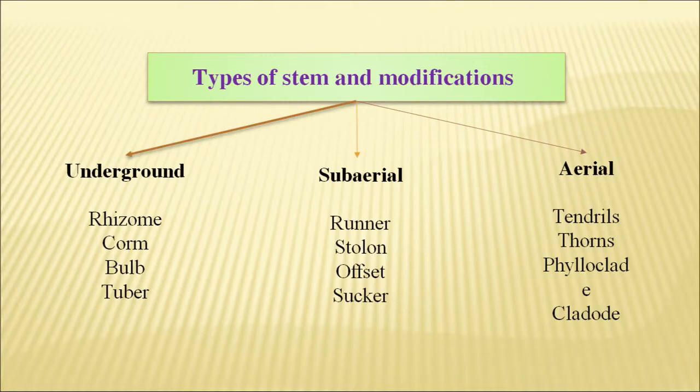Underground is the one which stays below the soil. Subaerial is the one which sometimes is in the air, sometimes goes under the soil, and aerial is the one which stays in the air. So, they can be tendrils, thorns, phylloclads and cladodes.